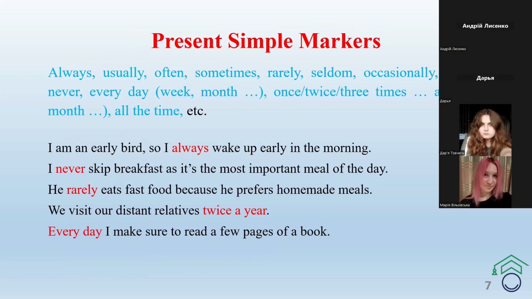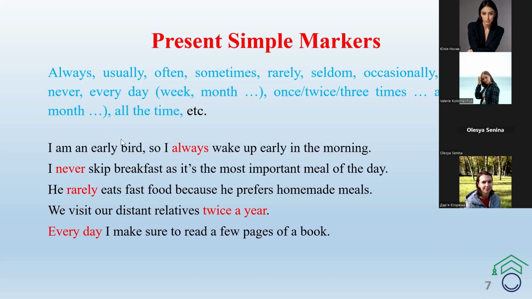So, and what about adverbs of frequency that are used in the present simple? There are several present simple markers, the words that help us to identify that it is the present simple, yeah? These words are always, usually, often, sometimes, rarely, seldom, occasionally, yes? Hardly ever, never, every day, week, month, once, twice, 3 times a week, a year, a month, all the time, etc. І так далі. Let's read the sentences with these adverbs of frequency.